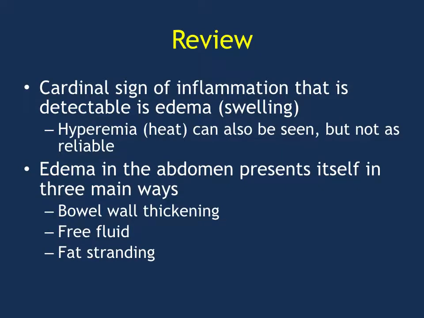As always, we should start by reviewing what was on the preparatory podcast, which is that the cardinal sign of inflammation that is detectable on scans is edema, which is related to swelling when inflammation occurs. Hyperemia can also be seen, which would correspond to the heat on physical exam, but not as reliable. And edema in the abdomen presents itself in 3 main ways: bowel wall thickening, free fluid, and fat stranding.